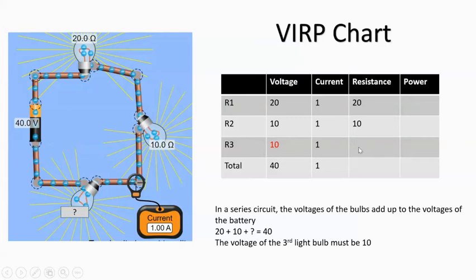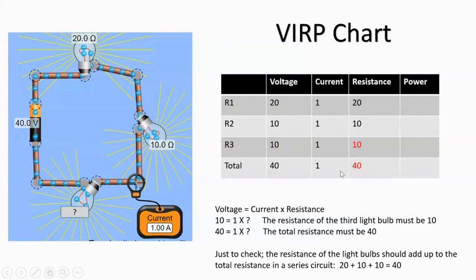We can now find the resistance because resistance times current equals voltage. So something times 1 equals 10, and that would be 10. Right? Likewise, something times 1 equals 40, so that'd be 40. So the resistance of the third light bulb is 10, and the resistance of the whole circuit is 40. So that means that between when electricity leaves one side of the battery to when the current comes to the other side, it encounters 40 ohms of resistance.